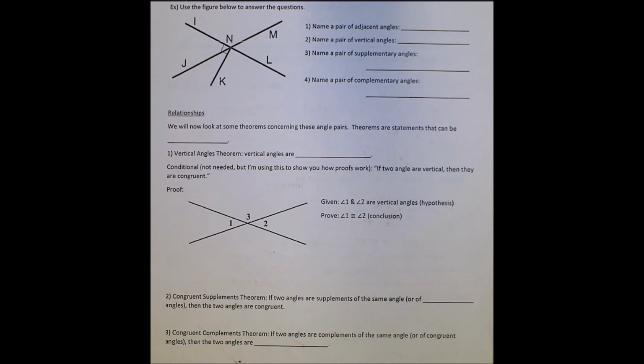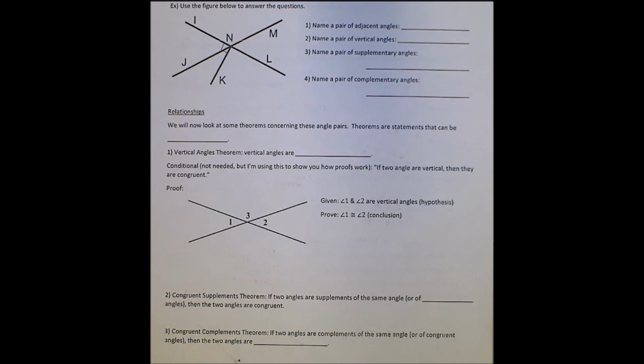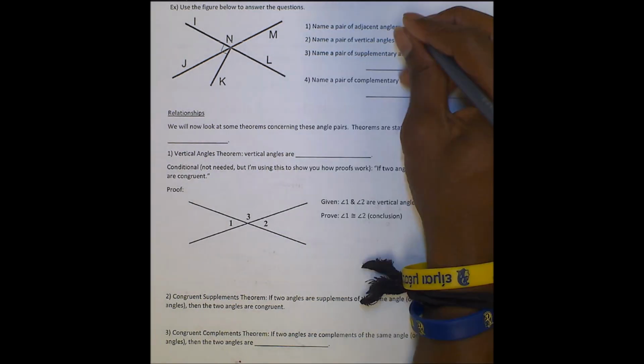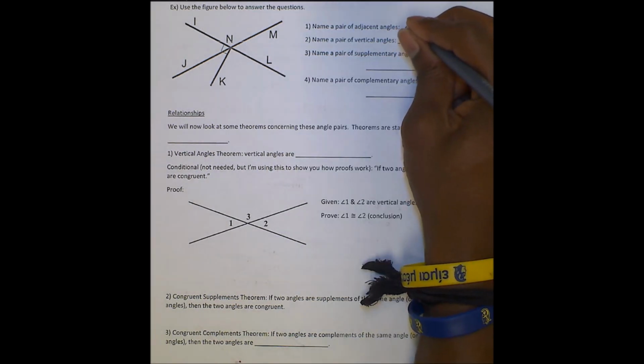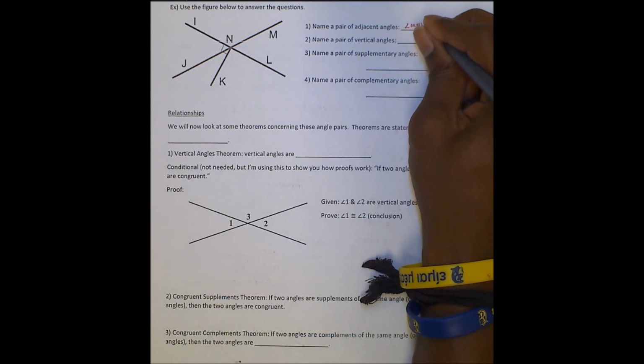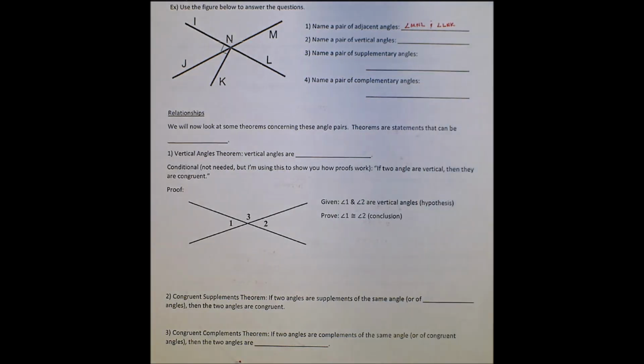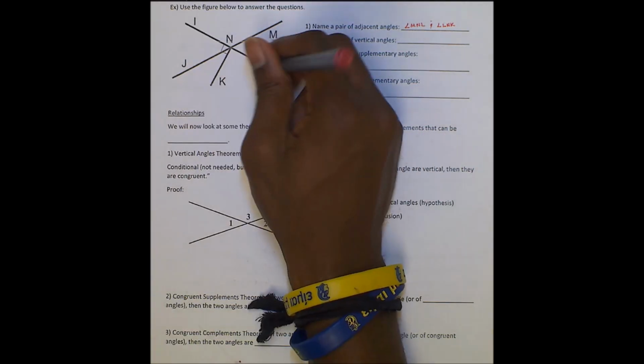Backside says use the figure below to answer the questions. Name a pair of adjacent angles. There are a bunch of pairs of adjacent angles, but we can just name any pair. Adjacent angles have to share a vertex and a side. I'm going to say that angle MIL and angle LIK are a pair of adjacent angles. They share the side IL. They share the vertex I. They're right next to each other.